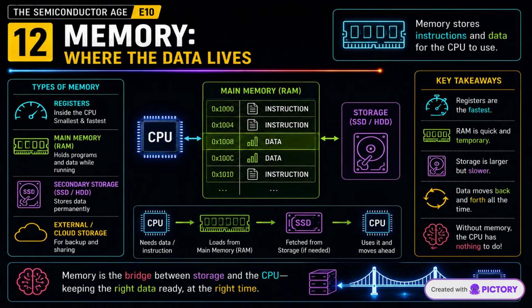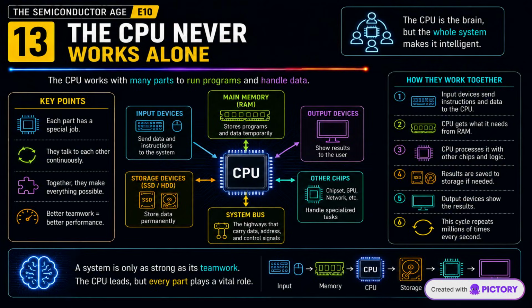The CPU cannot keep everything inside its registers. Data and instructions move through a hierarchy, from registers and cache to RAM and long-term storage. The closer the memory is to the CPU, the faster it generally is. A processor is only one part of a computer system. It continuously communicates with memory, storage, input and output devices, and other specialized chips, moving data and instructions through the system.